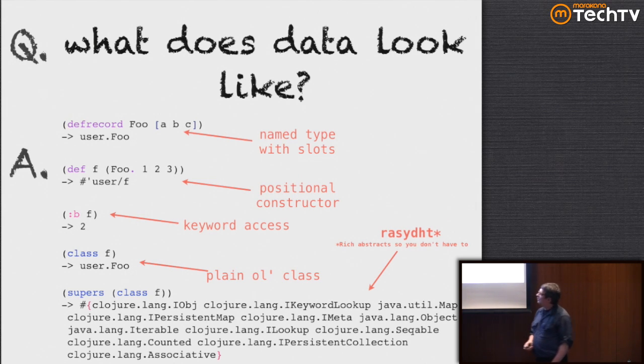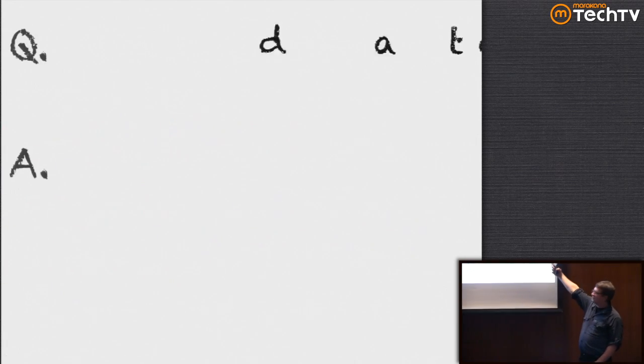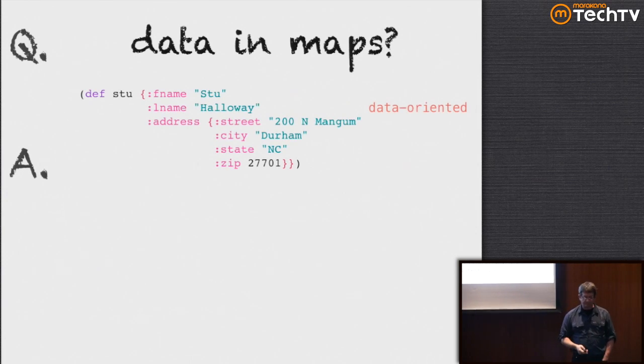I can also ask it what its superclasses are, and here are a bunch of things that Rich has automatically added to classes you create in Clojure to make it much easier to deal with, like persistent collections and other things like that. But you can also do this in maps, which is a more typical way to do this in the Lisp world. So here, for example, is some information about Stu Halloway, who wrote the very first Clojure book, where I'm creating this map that's basically a nested structure. What does this look a lot like?